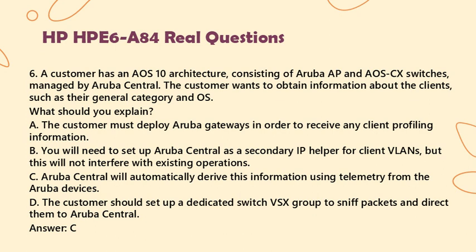B. You will need to set up Aruba Central as a secondary IP helper for client VLANs, but this will not interfere with existing operations. C. Aruba Central will automatically derive this information using telemetry from the Aruba devices. D. The customer should set up a dedicated switch VSX group to sniff packets and direct them to Aruba Central. Answer: C.